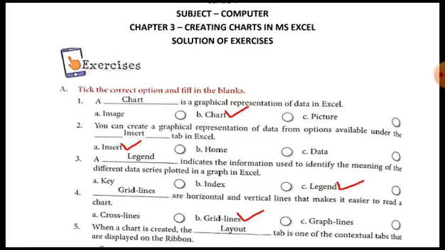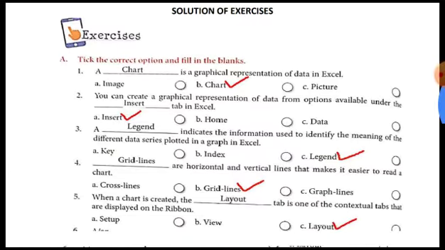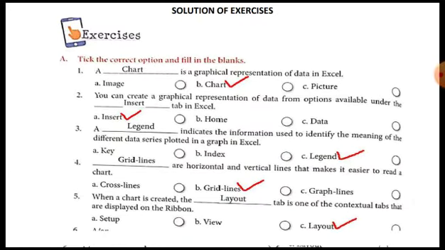It is the Insert tab. Then third: a dash indicates the information used to identify the meaning of the different data series plotted in a graph in Excel. All of us know that legends indicate the information used to identify the meaning of the different data series plotted in a graph in Excel. So here legends will be the correct answer. Then fourth: dash are horizontal and vertical lines that make it easier to read a chart. Here what will be the answer? The correct answer is grid lines.